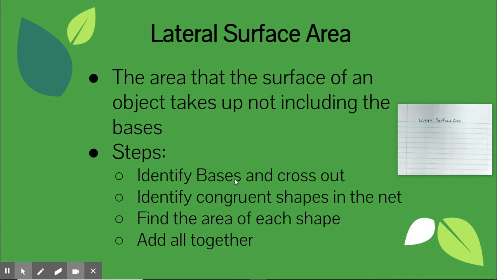So this means we need to identify what the bases are and cross them out. A lot of times on the prisms, it's the ones on the outer side, or else they're going to be marked. And if it's a triangular pyramid or a triangular prism, that means the triangles are the bases. So we need to use those as the bases. So we'll take those off.